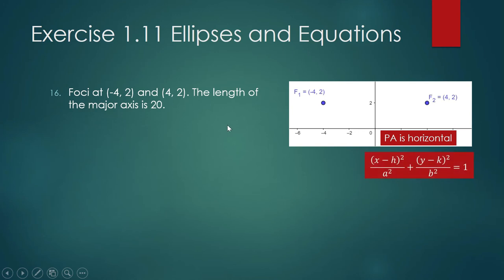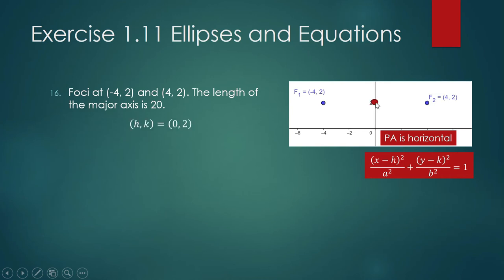So let us locate our foci in our rectangular coordinate system. And from the orientation, our principal axis will pass through the foci. It's horizontal. So that means the principal axis is horizontal. And so our choice for the equation is going to be this one: (x minus h) squared over a squared plus (y minus k) squared over b squared is equal to 1.